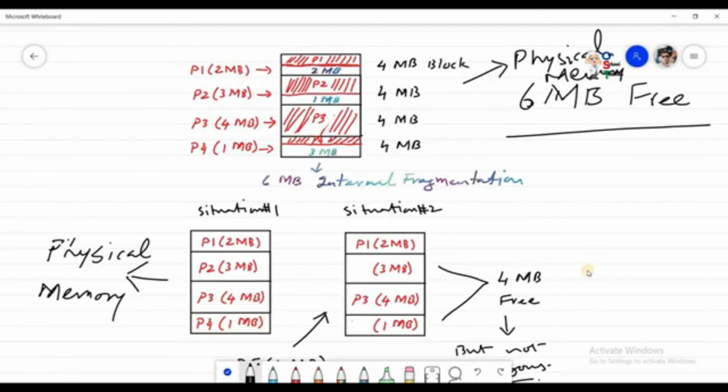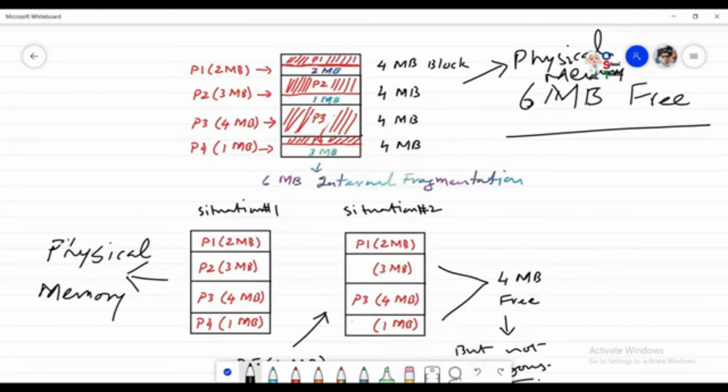But the problem is, you know that after some time when the process is not required or the program is not required, that is taken out. So for example, P2 and P4 both are not required. So P2 has been removed and P4 also has been removed, leaving 3 MB and 1 MB blocks. But these 3 MB plus 1 MB, 4 MB memory which is free right now, that is not contiguous.